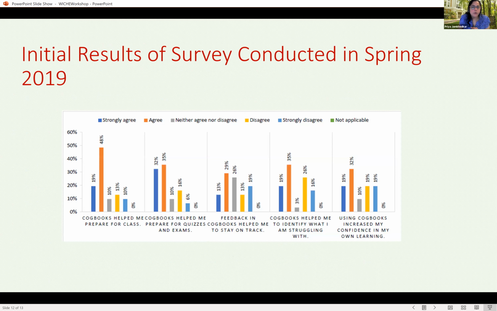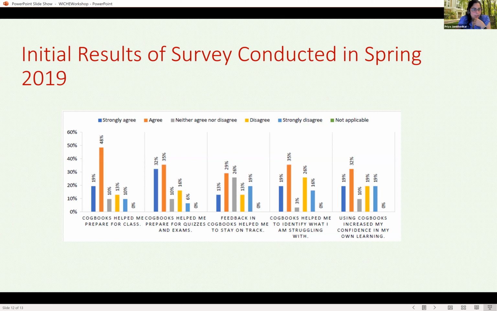So I'm going to show you one survey result, and this was in our first year of using these courses. We have overall positive results, and this is our very first implementation. So we've made more improvements to the courses after this.